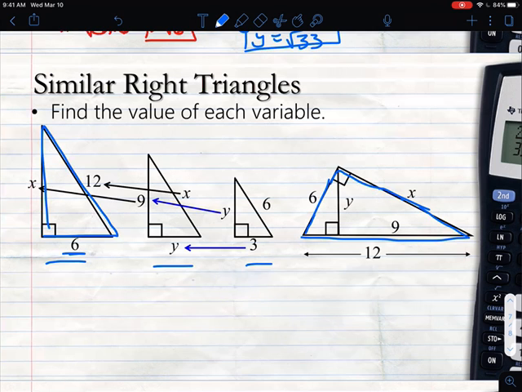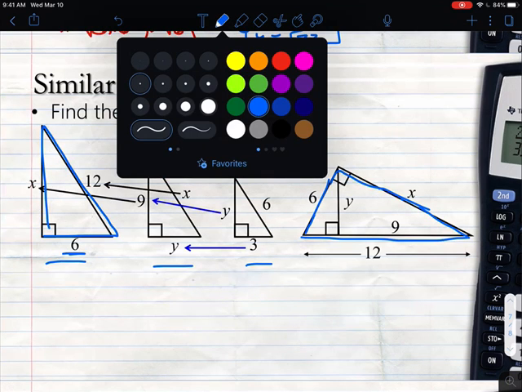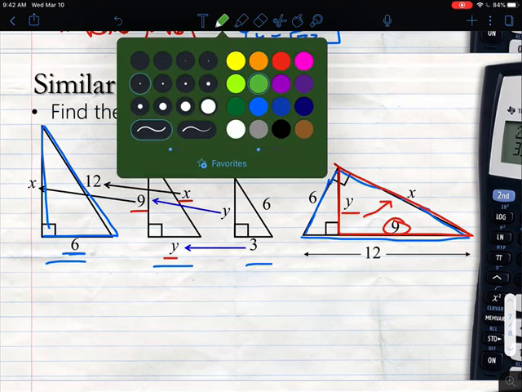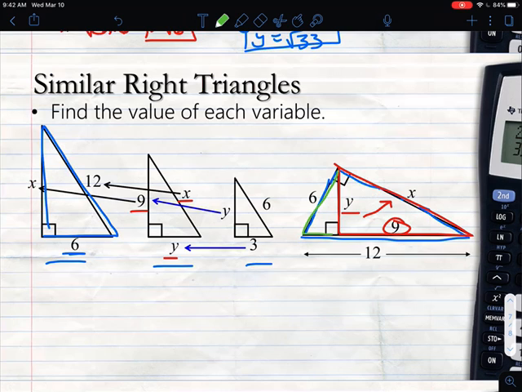Okay. Now as far as my middle-sized triangle, if I highlight that in red again, so here's my middle-sized triangle. I see that the short side is y, so I label my short side y. My long side in this case is 9, so I label my long side 9, and then my hypotenuse is x, and so that's where I labeled that x there.